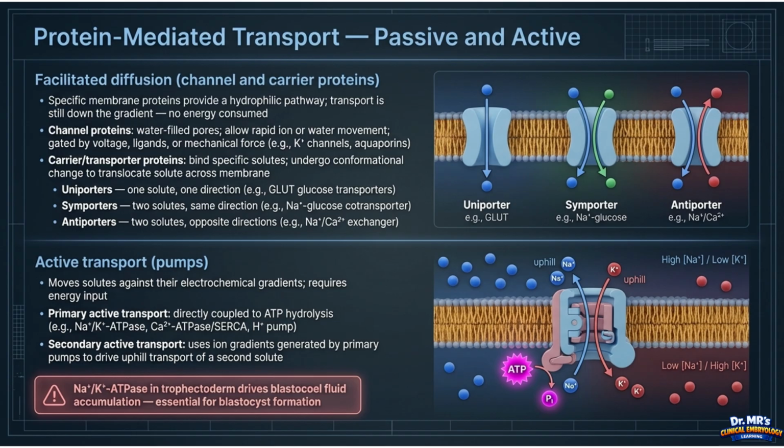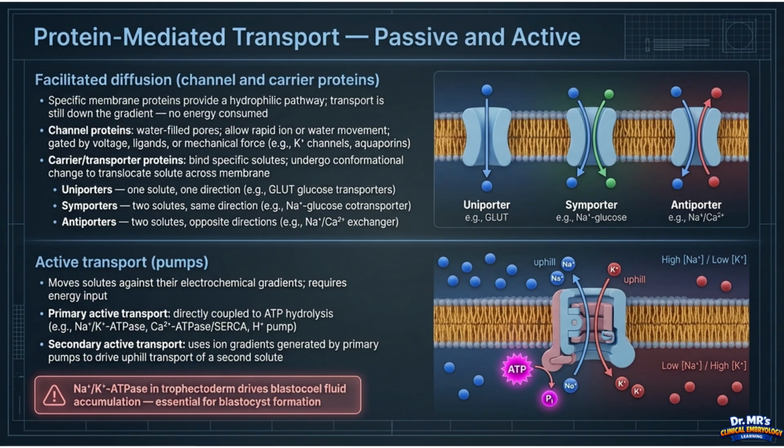respective gradients, establishing the ion asymmetries that underpin cell volume regulation, membrane potential, and the driving force for secondary active transport. Calcium adenosine triphosphatase, including the sarcoendoplasmic reticulum calcium adenosine triphosphatase, known as the SERCA pump, actively transports calcium back into the endoplasmic reticulum against its concentration gradient, replenishing calcium stores between calcium release events.